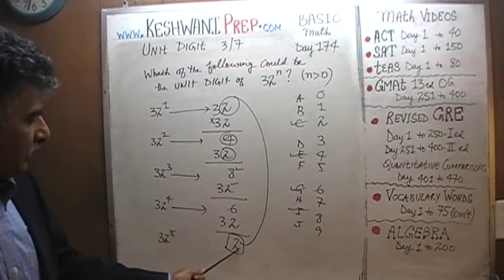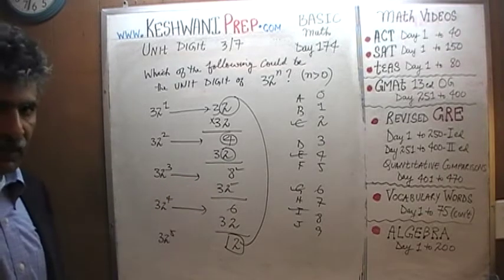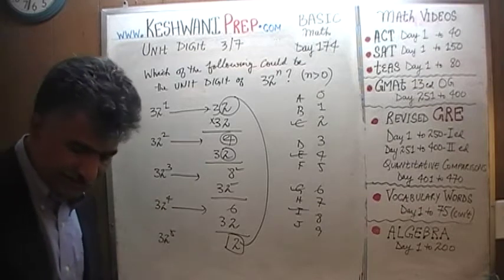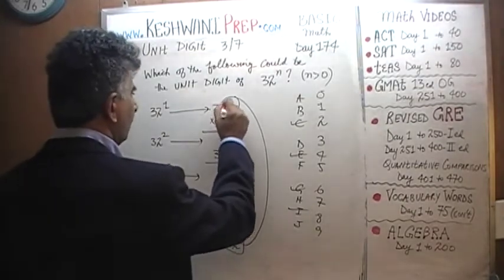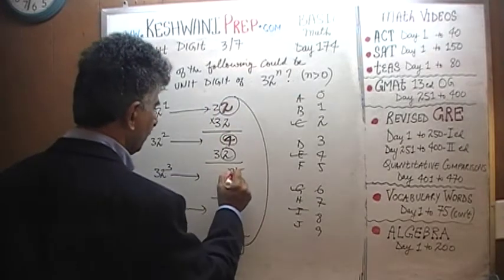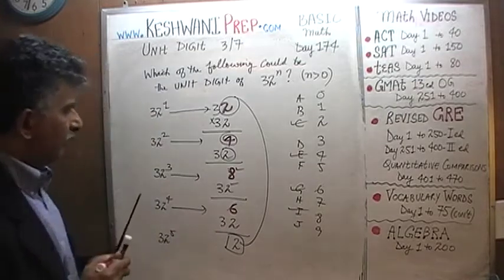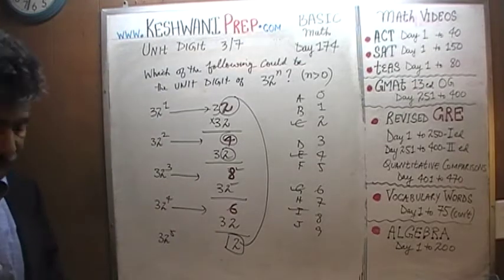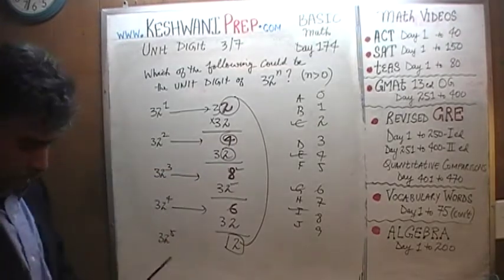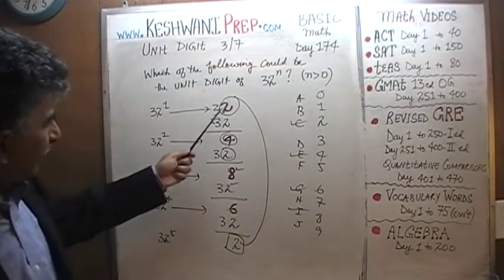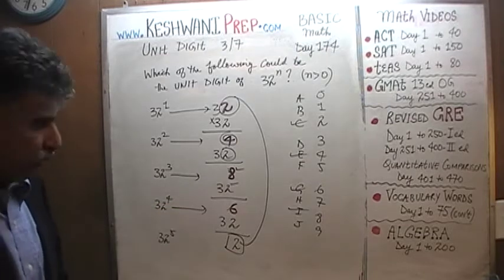That's the 2 right there. 2 times 2 again is going to be 4. 4 times 2 is going to be 8. 8 times 2 is going to be 16. The cycle will keep repeating. So what's the cycle here? The cycle here is 2, 4, 8, and 6. Now what's the significance of knowing the sequence? It is not 2, 4, 6, 8, it is 2, 4, 8, 6. Why is that significant? Well, I'll show you that in a second.